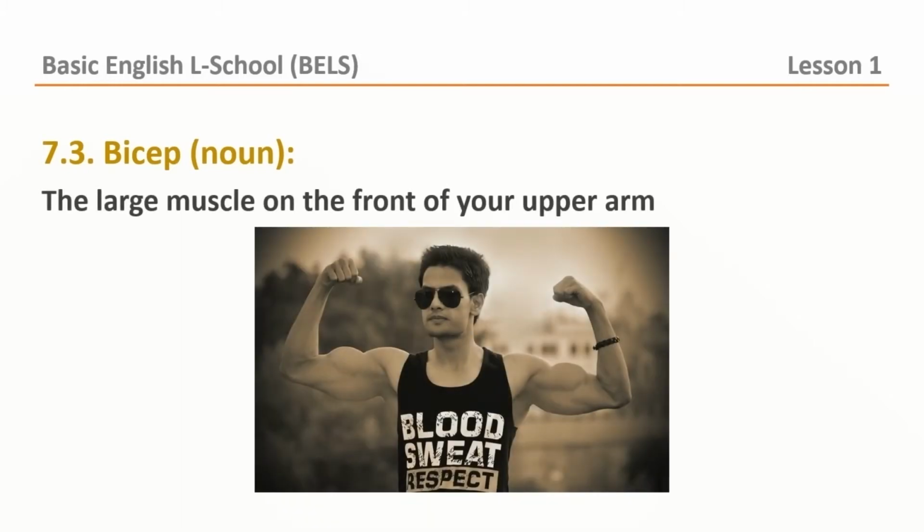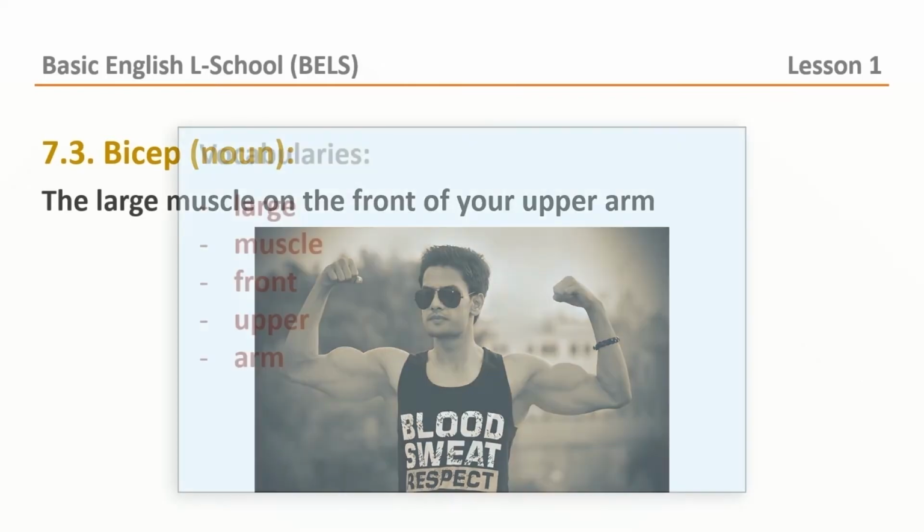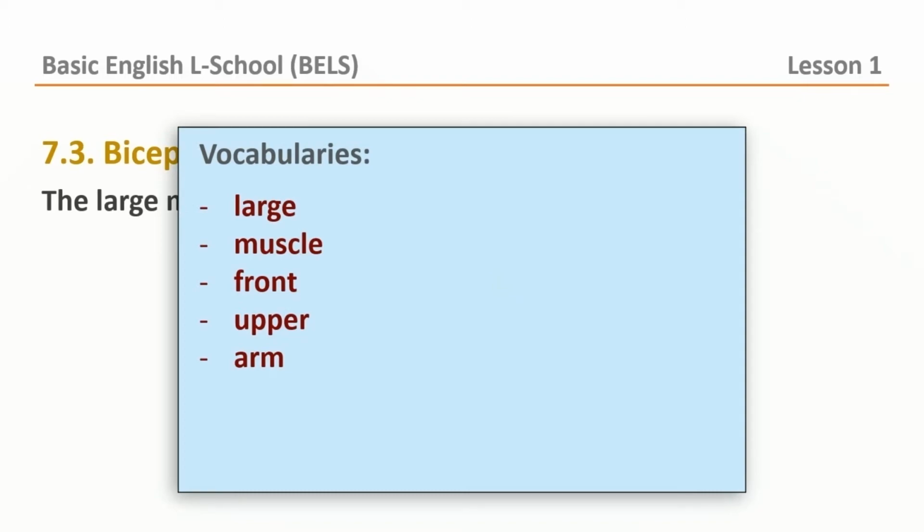Bicep. Bicep. It's a noun. The large muscle on the front of your upper arm. The vocabularies: large, muscle, front, upper, arm.